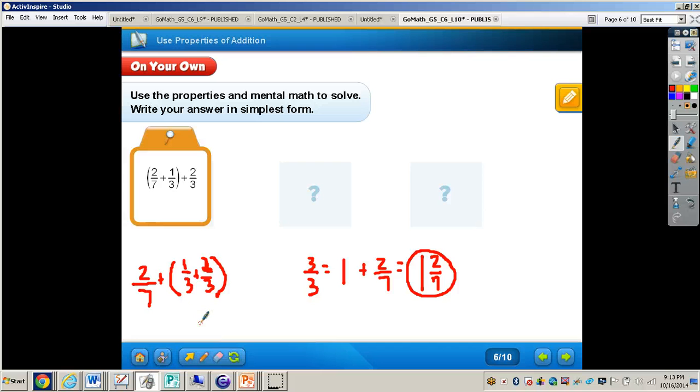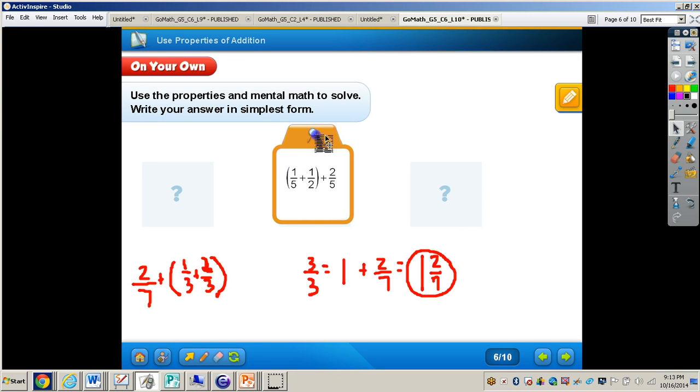Okay, you can see my answer is 1 and 2/7. Now I used the associative property. 1/3 and 2/3 gave me 3/3. I did not have to try to find a common denominator. I just changed that 3/3 into 1, and then I added my 2/7, giving me 1 and 2/7 for the answer.